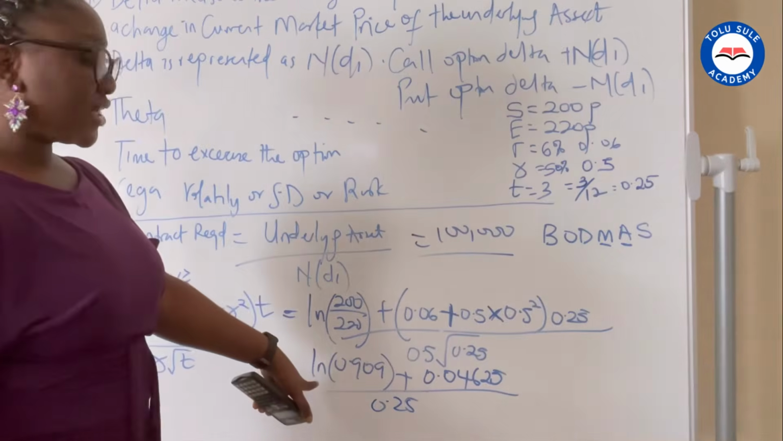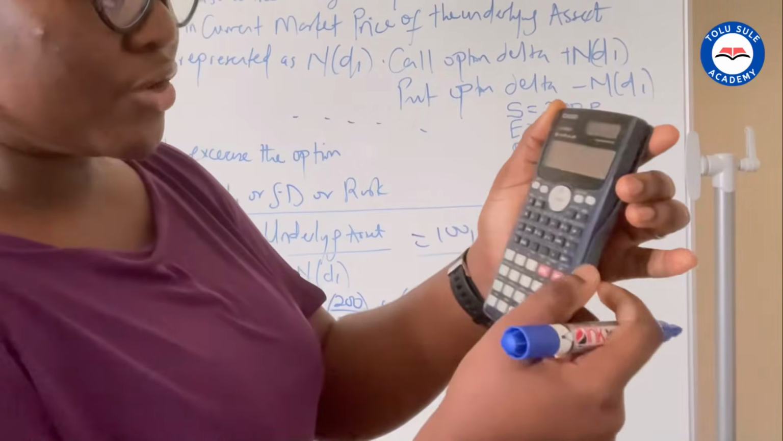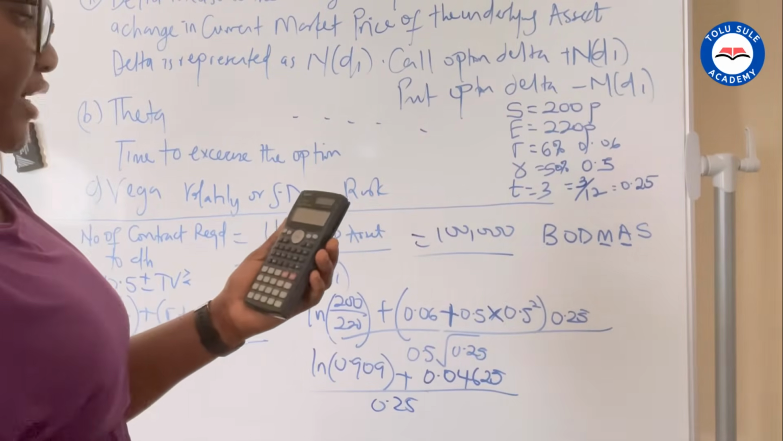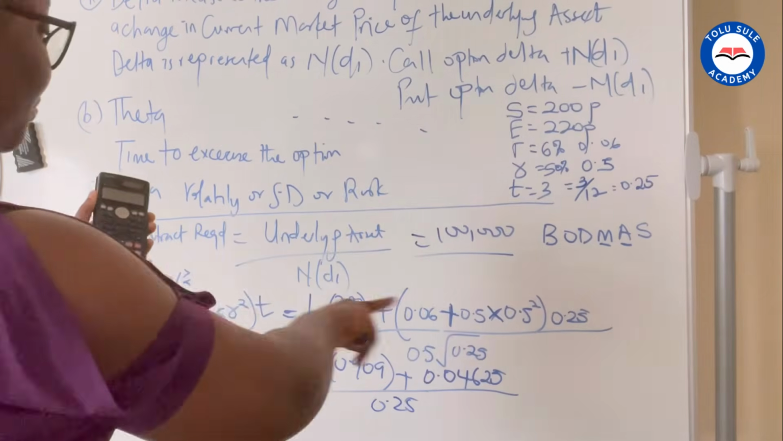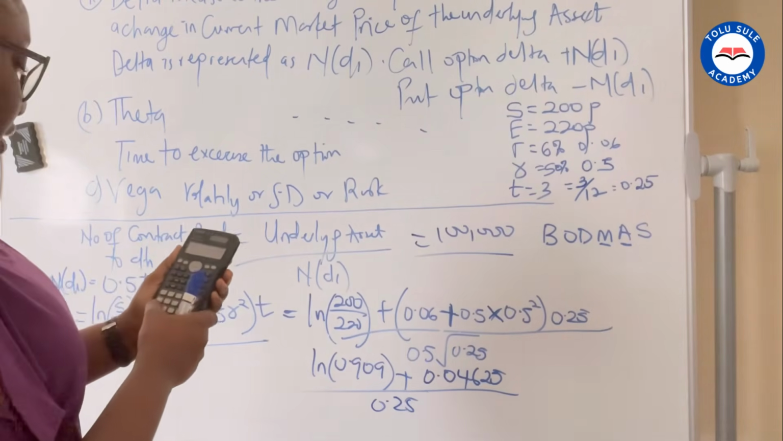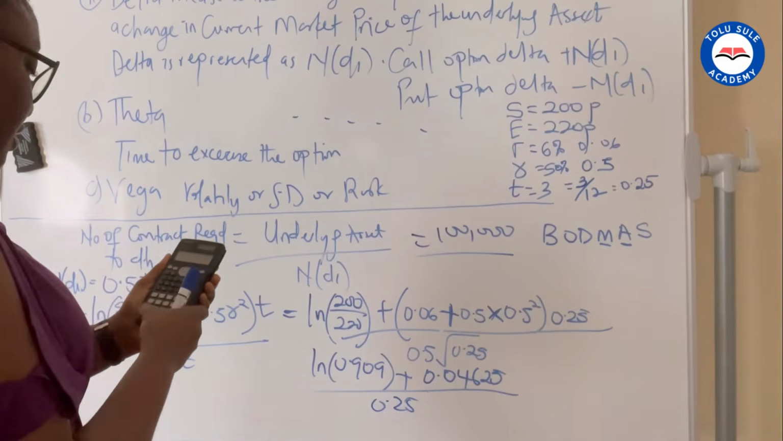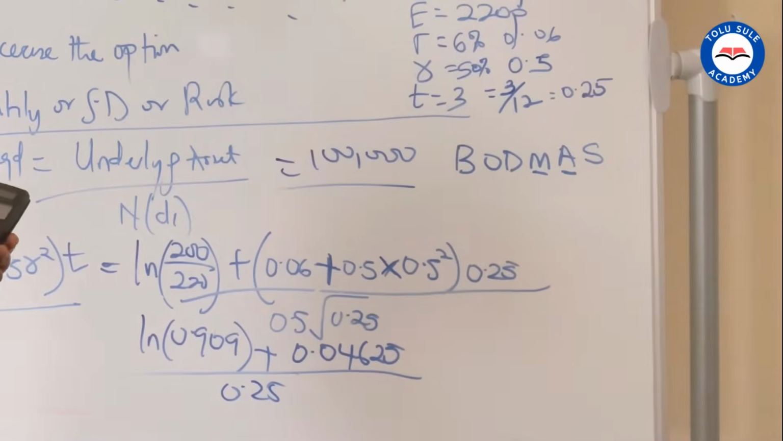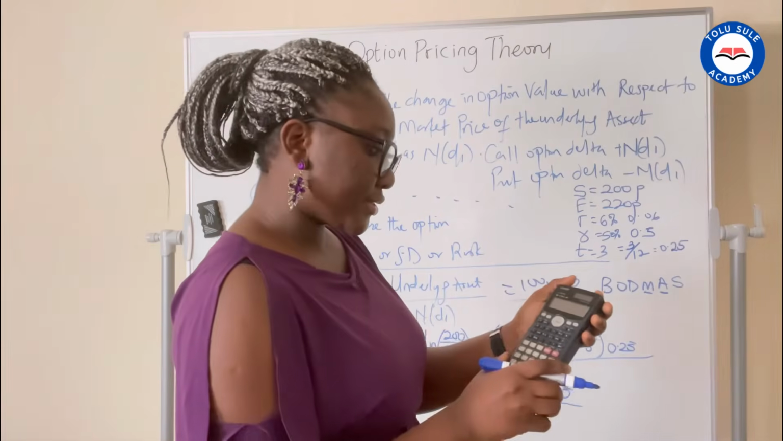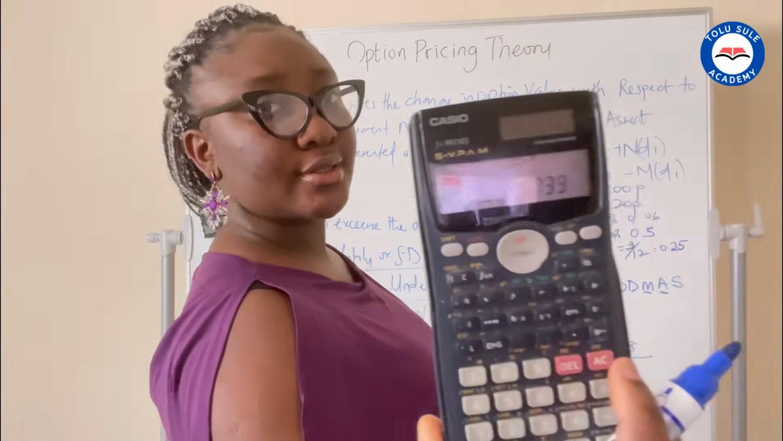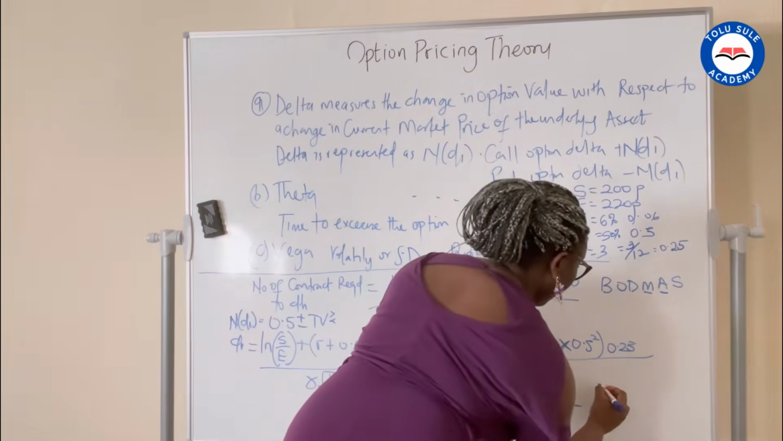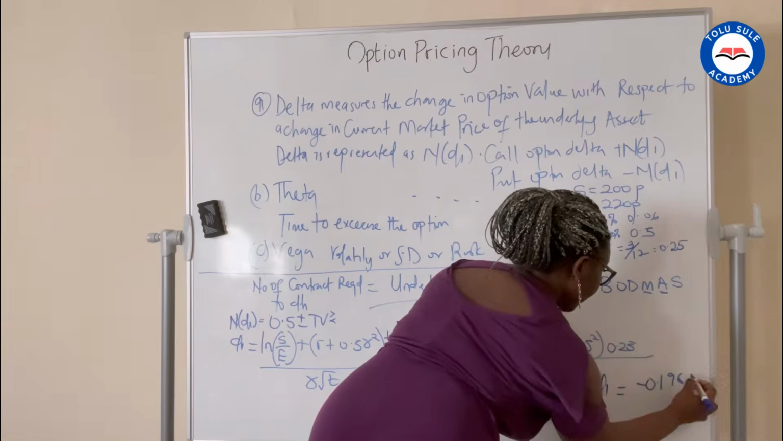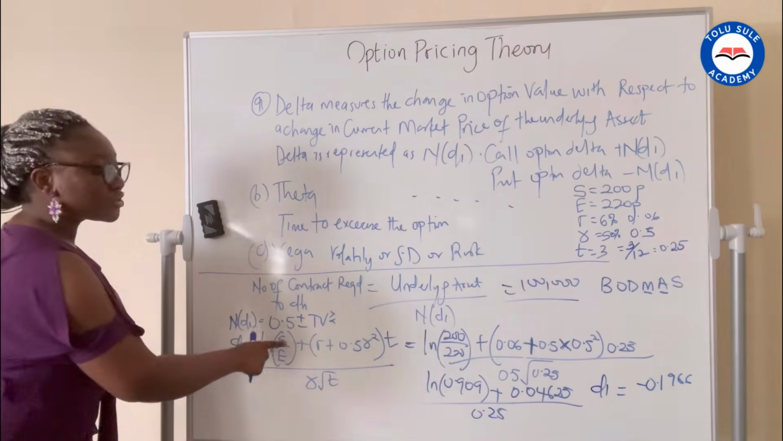Now let's dismantle this. Natural log 0.909. Natural log is on your calculator here. Natural log 0.909. We have minus 0. Whatever. Just say plus 0.04625. And that will give us something divided by 0.25 minus 0.1966. Can you see that? So that's your D1 equals minus 0.1966. And D1 equals 0.5 plus or minus table value.